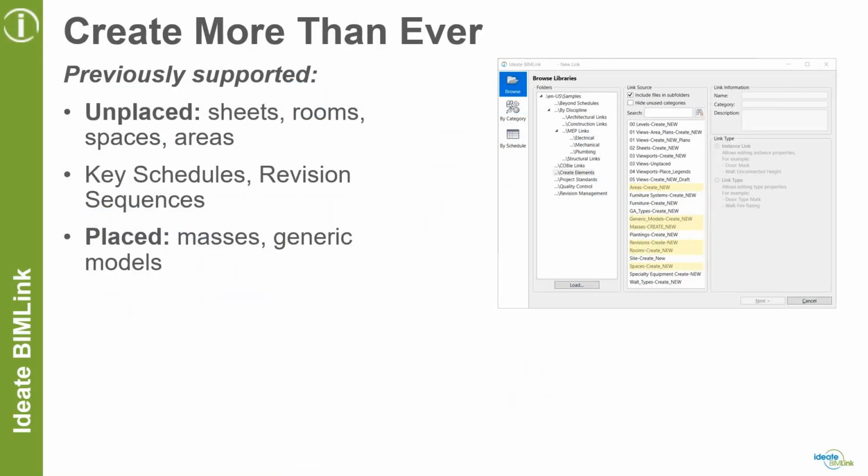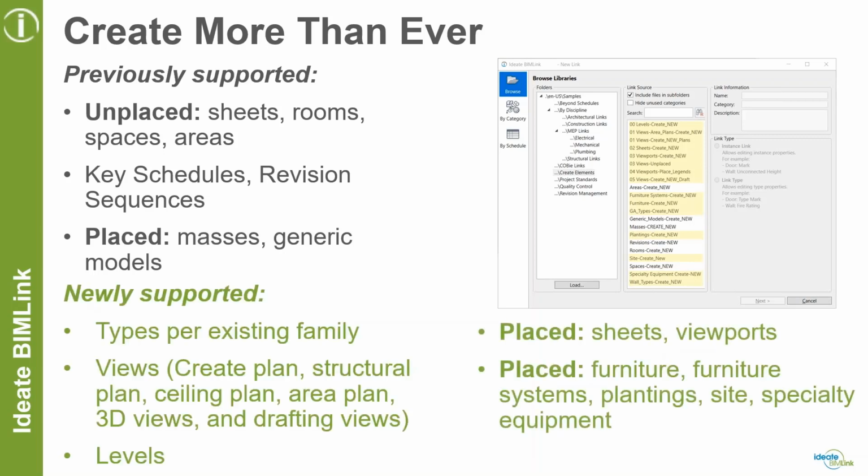So in previous versions of Ideate BIMLink, we've been able to create unplaced sheets, rooms, spaces, and areas. As an example for sheets, we were able to do the placeholder sheet, but not the actual sheet with the title block. We've been able to create placeholder rooms and areas and so forth. We've been able to create key schedules and new revision sequences. And then as far as elements or geometry based on their X and Y coordinates, we've been able to place masses and generic models.